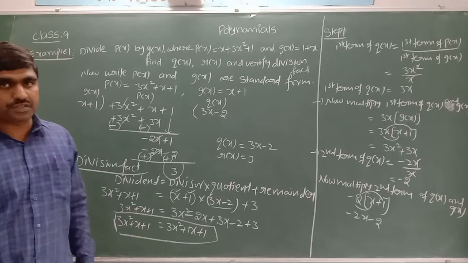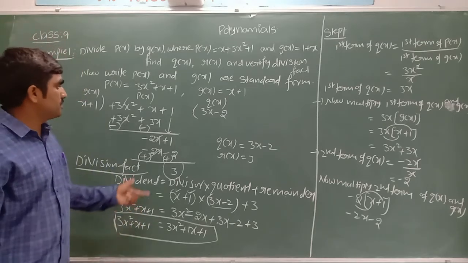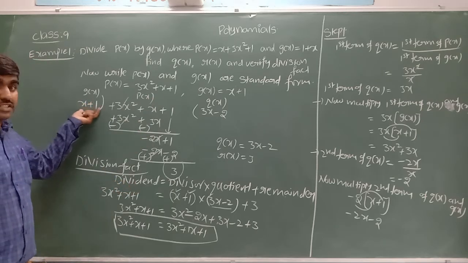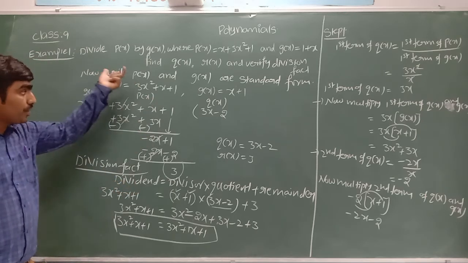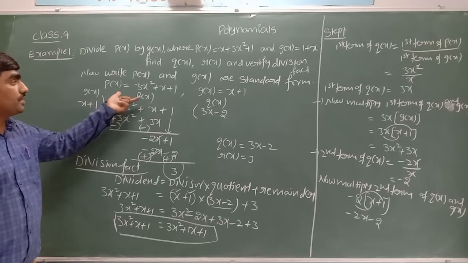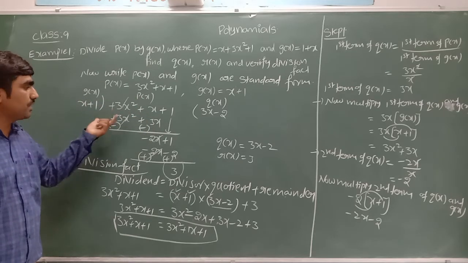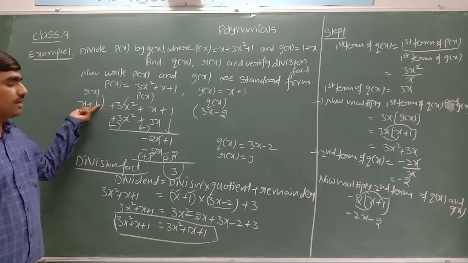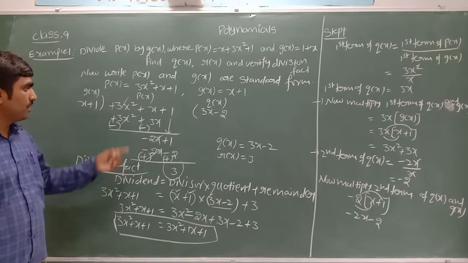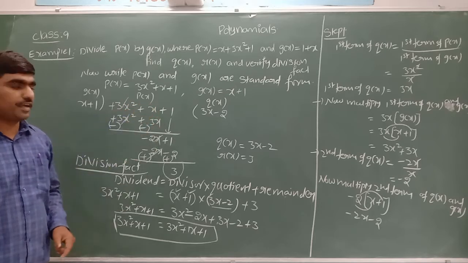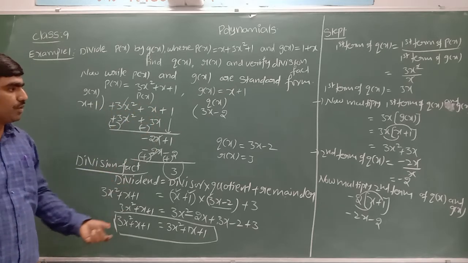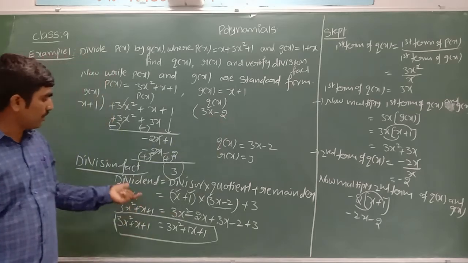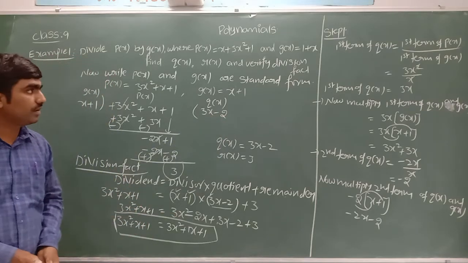Hope everyone understood. Before starting the division, we have to check that the degree of g of x must be either equal to the degree of p of x or smaller than the degree of p of x. Then we have to write the terms of dividend and divisor in descending order, meaning their powers must be in descending order. After that, you know how to find each term of the quotient and how we can verify the division fact. Hope you understood.